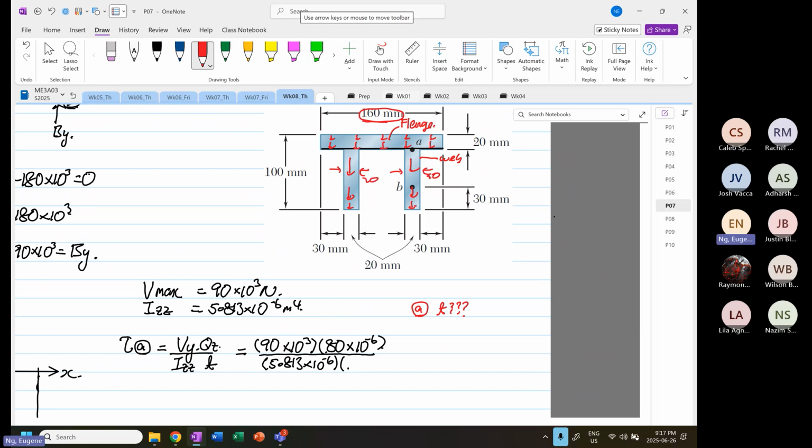Okay. And the answer is use the smaller thickness. If you use the bigger thickness, what will happen is this: you will calculate a lower stress state. So we know that this will be equal to twice, because you have left and right, the thickness will be 20 times 10 to the power minus 3. So the outcome of this will be equal to 90 power 3 times 80 power minus 6 divided by 5.813 power minus 6 divided by 2 divided by 20 power minus 3 is equal to 30.